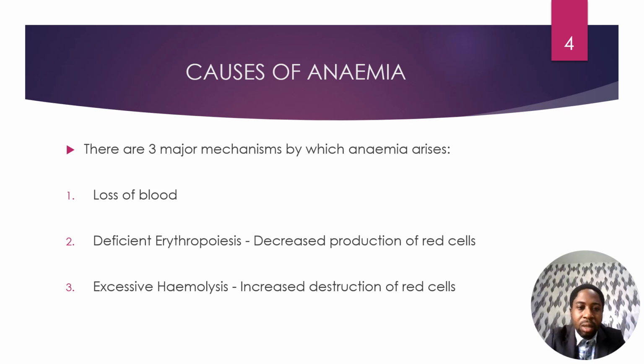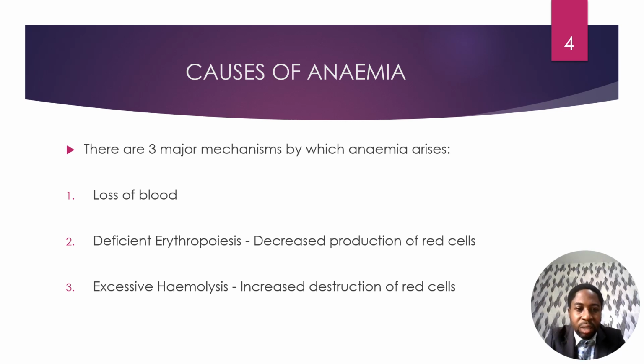Causes of anemia. The causes of anemia are also referred to as mechanisms of anemia. There are 3 major causes or mechanisms of anemia. And these include 1. Loss of blood. This simply means blood loss through bleeding from any part of the body, whether from the gastrointestinal tract or from the gum, or blood loss through menstruation.